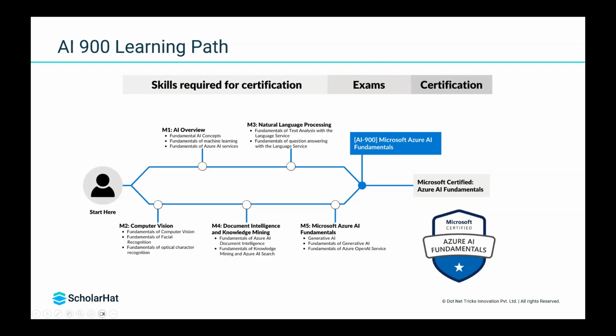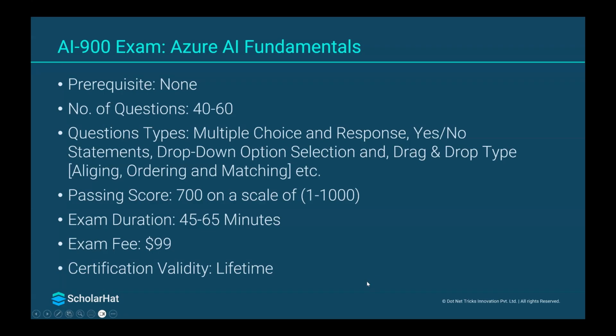The exam code you have to keep in mind is AI-900. When it comes to the prerequisite for this exam, there is none. Anyone can take this exam after preparing for the AI-900. The number of questions in this exam will be around 40 to 60. It depends on the question paper and the set you get, so the number of questions might vary.